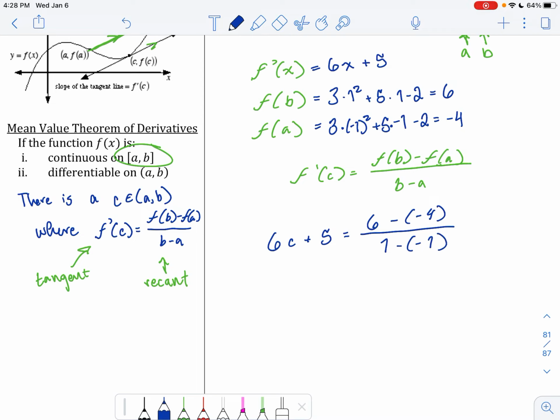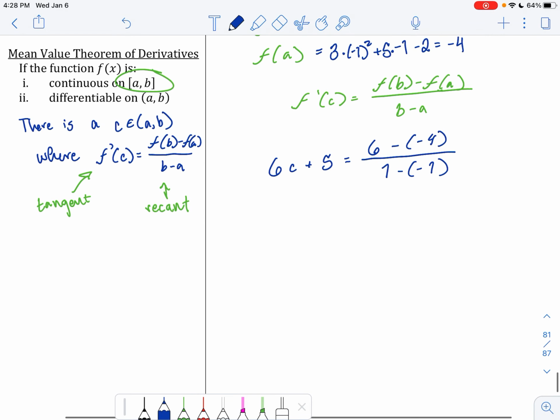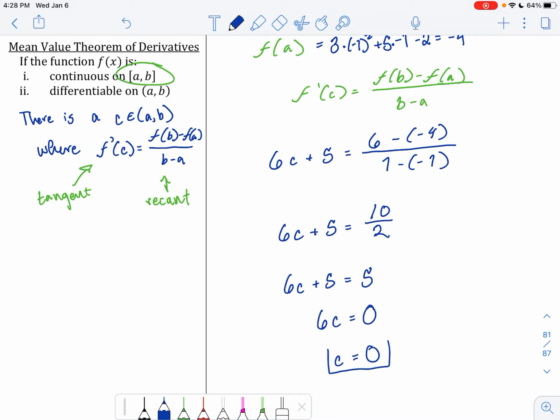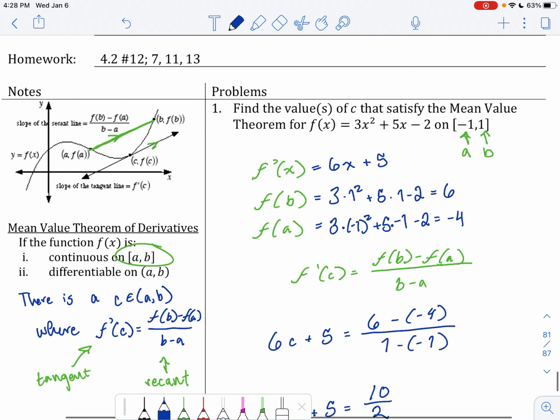So it's a complicated idea, but the nice thing is the formulas are very rarely going to be extremely complicated to solve. So we've got here 6c plus 5 is equal to 6 plus 4, which is 10, over 1 plus 1, which is 2. So 6c plus 5 is equal to 5. 6c is equal to 0, so therefore c is equal to 0. And since we're just asked to find the c value, it is, in this case, directly in the middle of our interval from a to b.